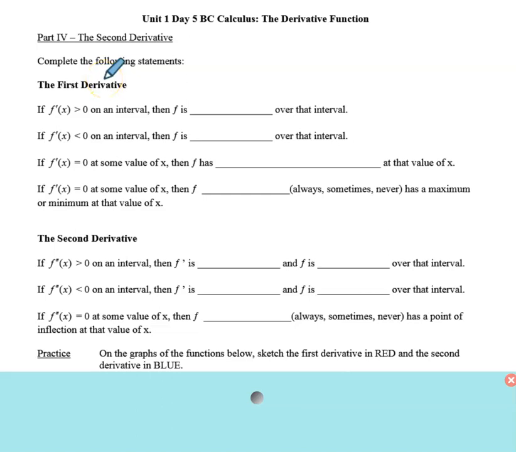Right, so let's talk about the second derivative, and actually we're going to summarize some information from the first derivative that we've already discussed. First of all, we know that if the derivative is positive on an interval, then f is increasing on that interval. And we know that if the derivative is negative on an interval, then f is decreasing on that interval.